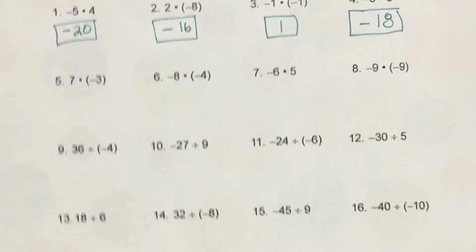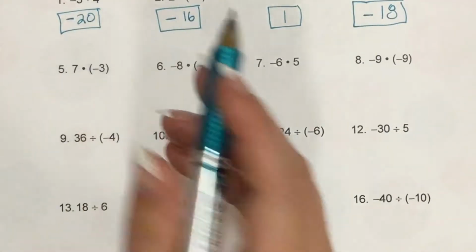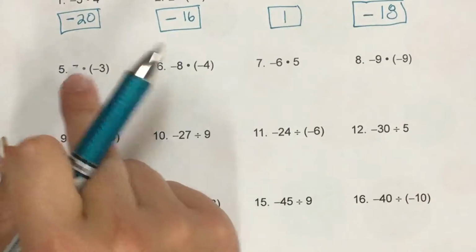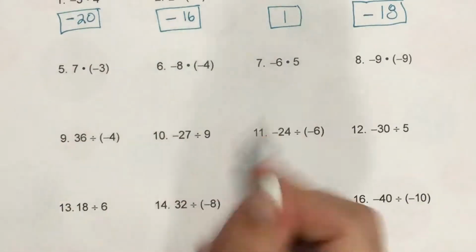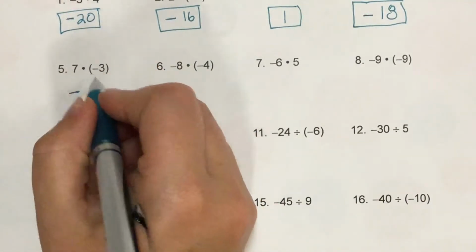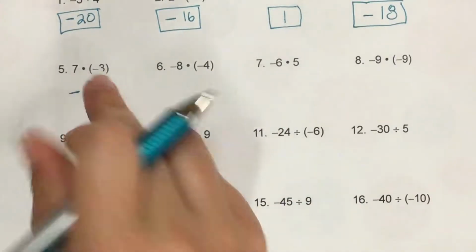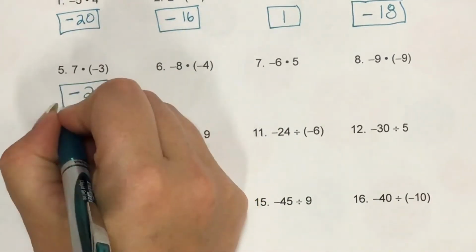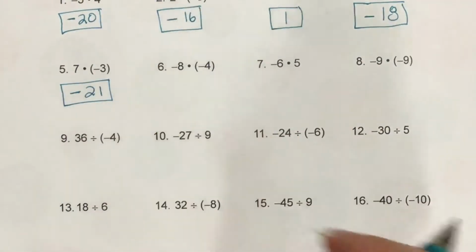What do you think 7 times negative 3 is? Is it going to be a positive or a negative answer? Well, this is positive, that's negative, so the signs are different, which means your answer in this multiplication is going to be negative. And then you just go 7 times 3, which is 21. Okay, let's go on to number 6.